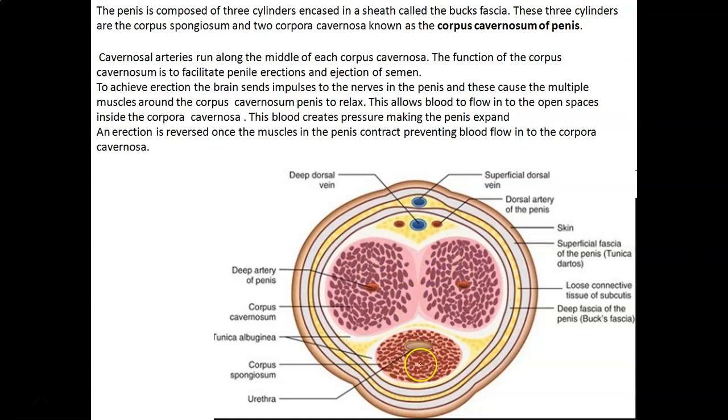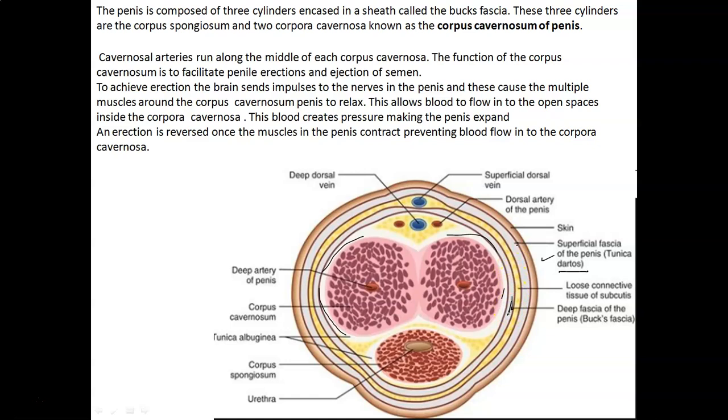So we have already seen that these 2 are the corpus cavernosa and this is the corpus spongiosum, and their function is penile erection. To achieve the erection, the brain sends an impulse to the nerve in the penis, and that causes muscles around the corpus penis to relax. You can see here the deep fascia, that is Buck's fascia, and here is the superficial fascia. So these are the dartos muscle. We have seen in the previous slide the dartos muscle present in the spermatic cord, inside which the smooth muscles are present.